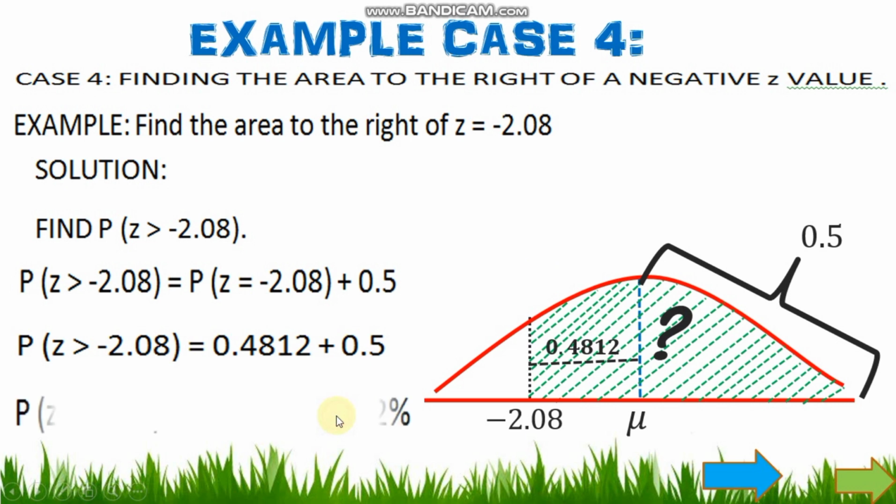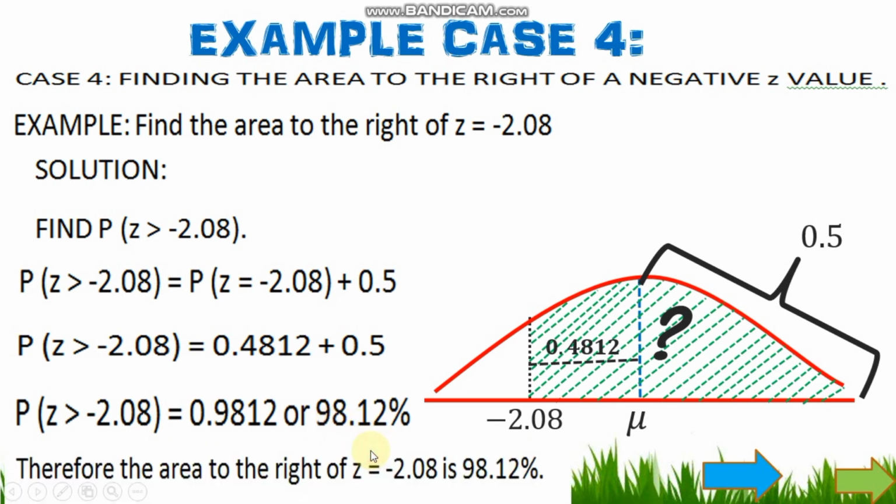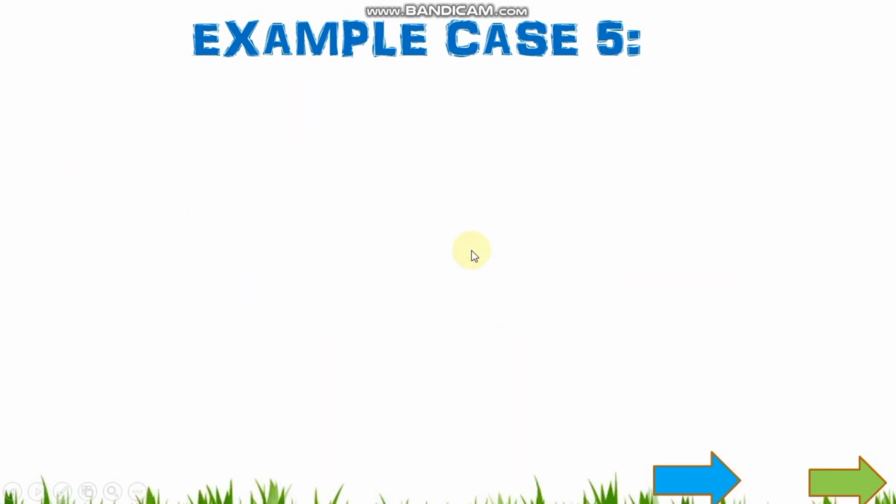So we have 0.9812 or in percent, 98.12%. So therefore, the area to the right of z equal to negative 2.08 is 98.12%. Alright, we'll go to case 5.